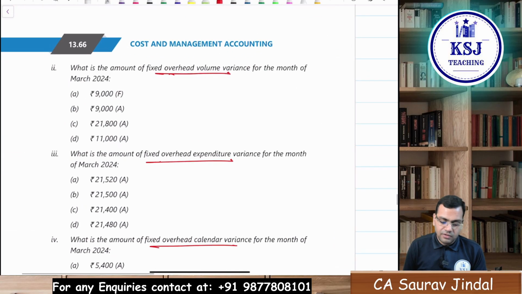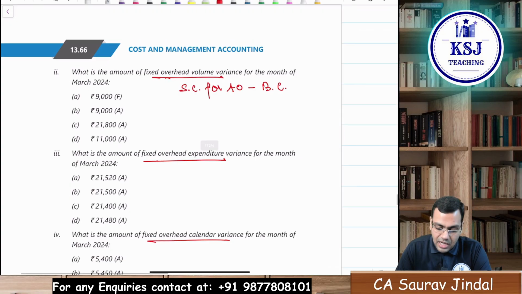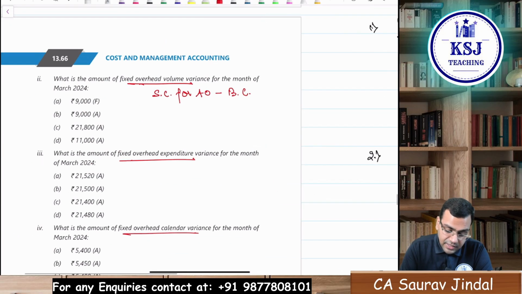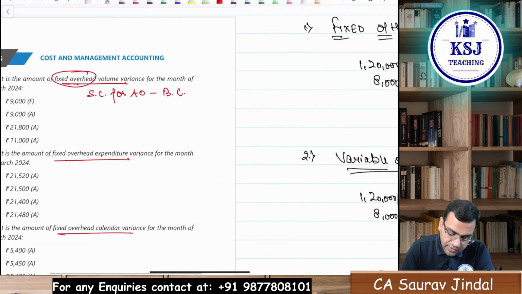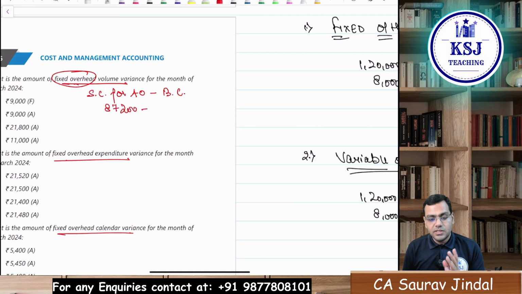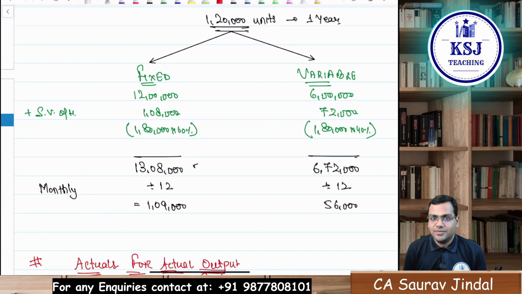Now, what is the amount of fixed overhead volume variance? What is volume variance? That is standard cost for actual output minus budgeted cost. Right, now what is your standard cost here? It is fixed overhead. Fixed overhead standard cost for actual output is 87,200. So I'll take here 87,200 minus what is budgeted cost? What is a budgeted cost? The budgeted cost means the standard cost for standard output. Okay, sir. Now here you will take 13,08,000 or what?